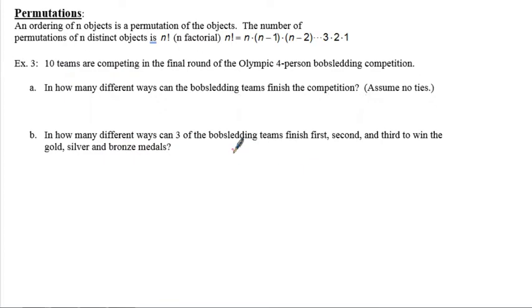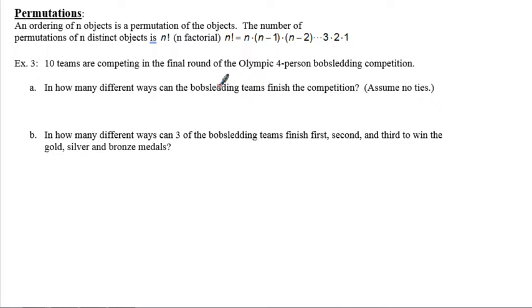Let's look at permutations. In a permutation, we're looking at how many different ways we could order things. So we could order teams finishing an Olympic bobsledding competition, or placing posters on a wall, lining people up for a picture, lining them up to get on a bus. All of these are different ways that you could order objects. The formula for this is n factorial.